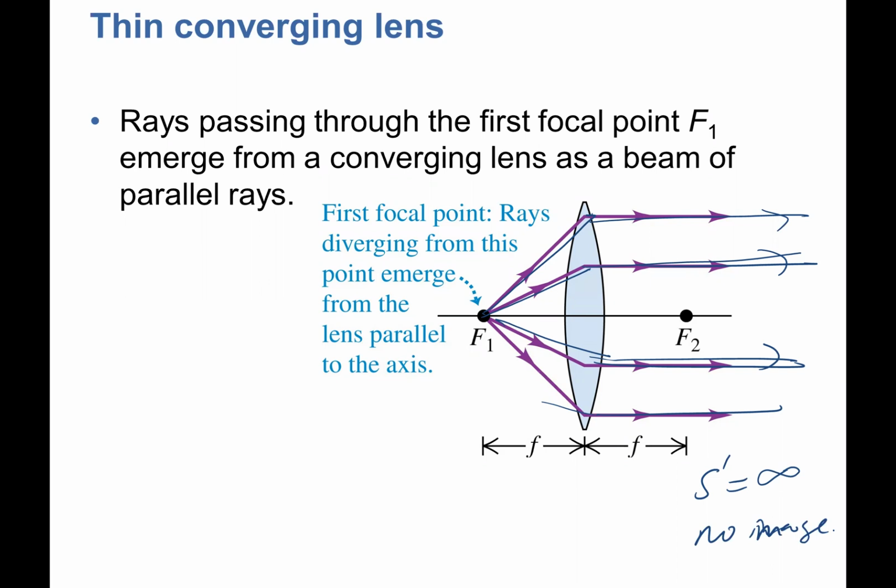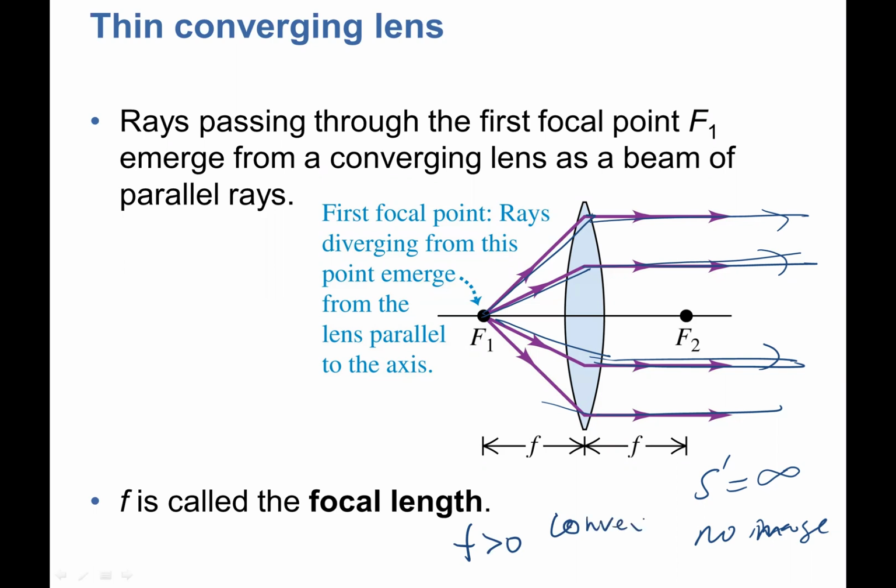This is very similar to the mirror as well. If you put the object at the focal point of a concave mirror, you will see no image. Remember that. This F here is the focal length. In this case, the focal length is always going to be positive for a convex, or converging, lens. That means this F here is always positive for the convex lens.